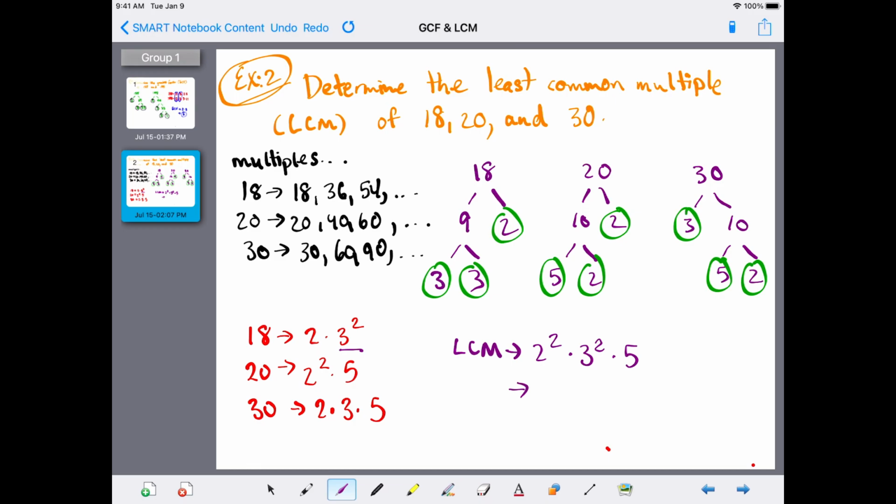And now we just multiply those together, so 2 squared is equal to 4, 3 squared is equal to 9, and then 5 doesn't change. And when we multiply those together, we get 180. So our least common multiple between 18, 20, and 30 is 180.